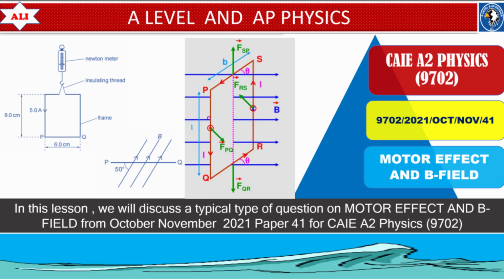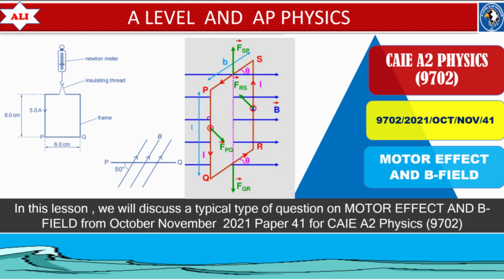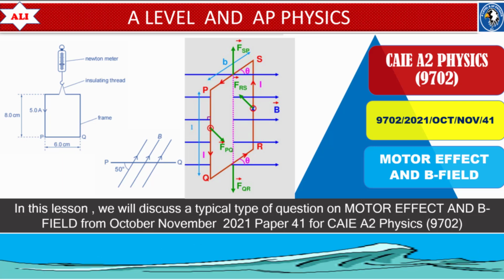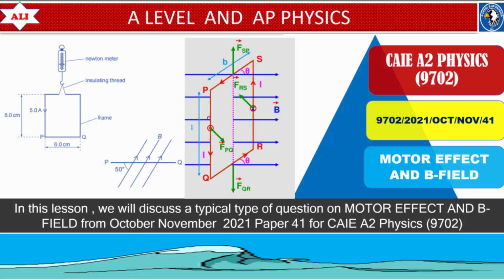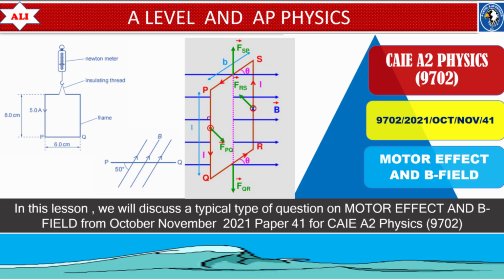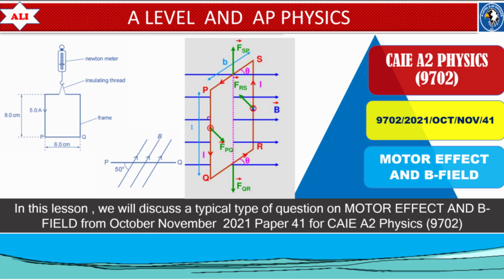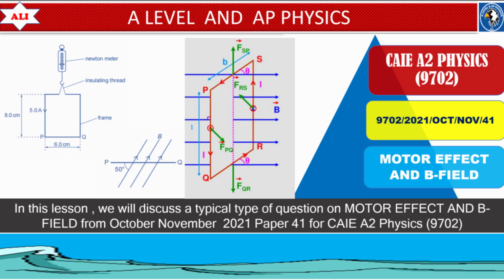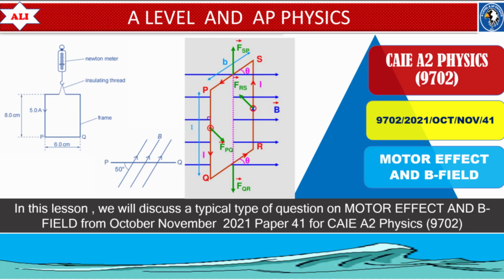We will also discuss how to find direction of force and magnitude of force on a current-carrying conductor inside a uniform magnetic field. At the end of the lesson, we will discuss one very important concept about torque experienced by a loop inside a uniform magnetic field.